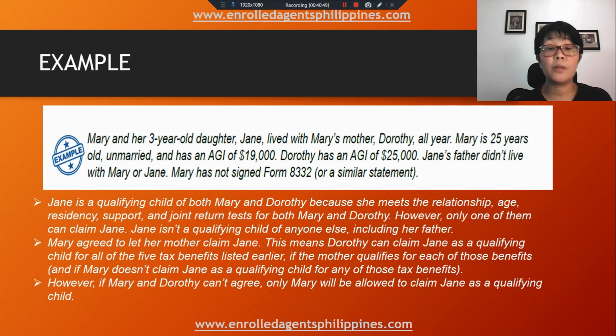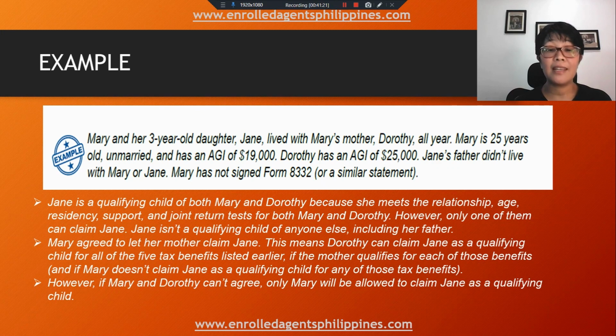Mary agreed to let her mother claim Jane. This means Dorothy can claim Jane as a qualifying child for all of the 5 tax benefits listed earlier, if the mother qualifies for each of those benefits, and if Mary doesn't claim Jane as a qualifying child for any of those benefits. So, kumbaga parang, sige, pinaubaya na niya, yung nanay na niya, o yung lola ni Mary, no? Lola ni Jane. No? Pwede siyang i-claim as dependent.